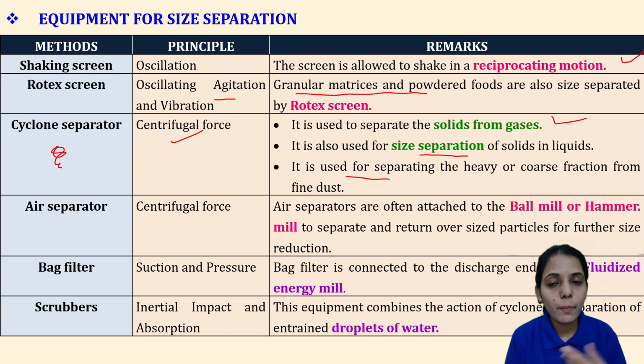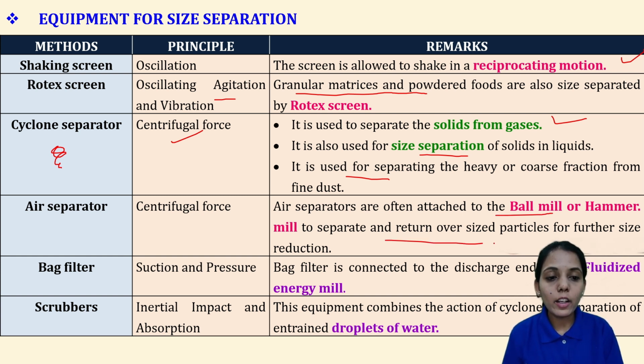Air separator is also based on centrifugal force. Air separators are often attached to a ball mill or hammer mill to separate and return oversized particles for further size reduction. So the air separator is attached to the ball mill. For example, if larger particles are there, they return to the ball mill for size reduction.